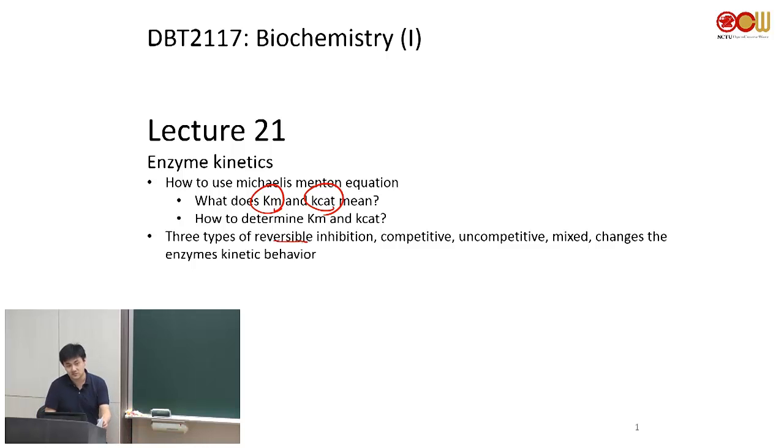But if it's reversible inhibition, then we have to have some kind of equation to describe the inhibition. And then we'll have three types of inhibition: competitive, uncompetitive, and mixed. So we have three types of inhibition mechanism, you can call them. So we're going to look at enzyme kinetics.